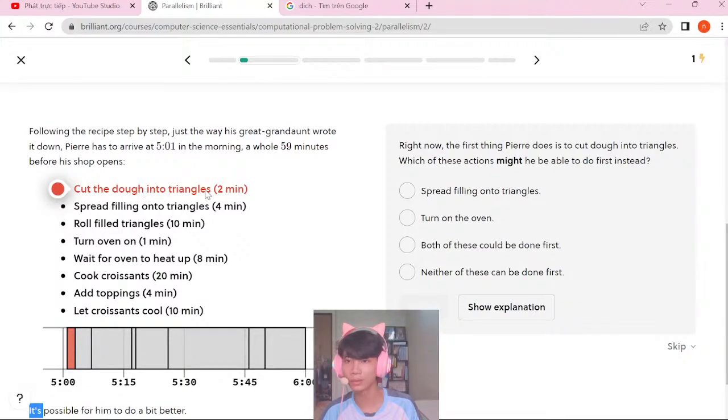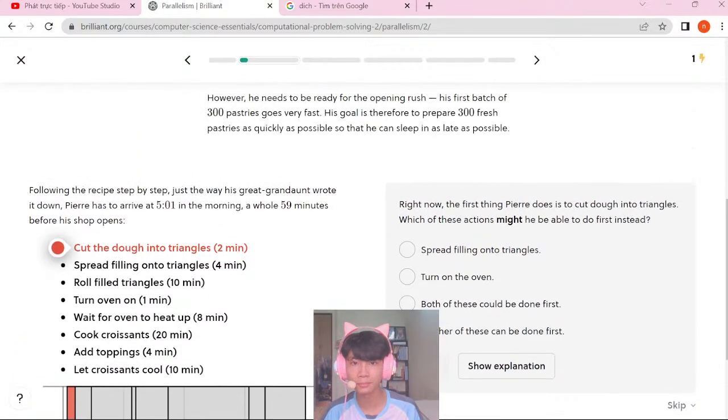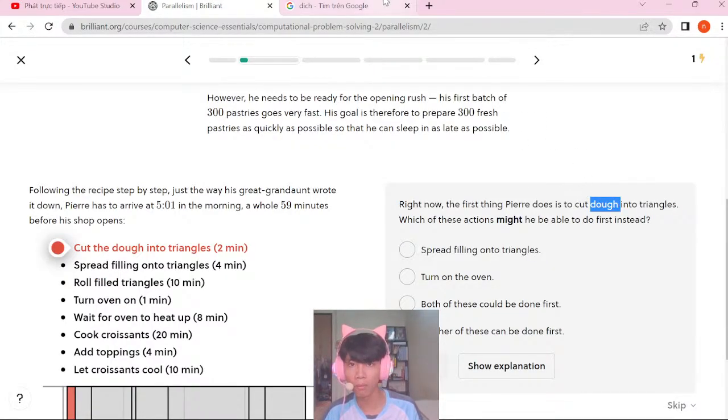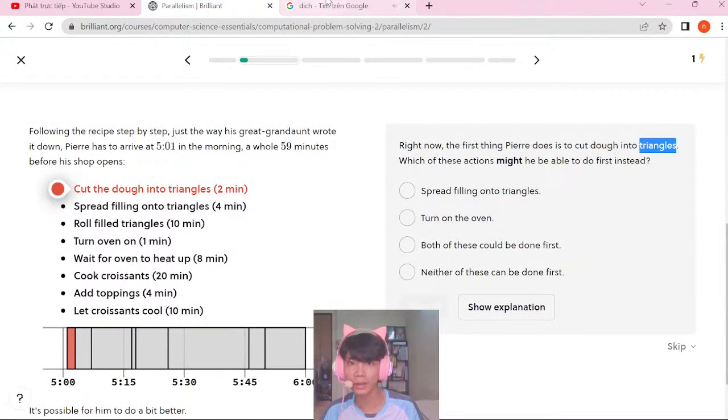Cut the dough into triangles. Spread with filling. It's possible for him to do a bit better. Right now, the first thing Pierre does is to cut dough into triangles.